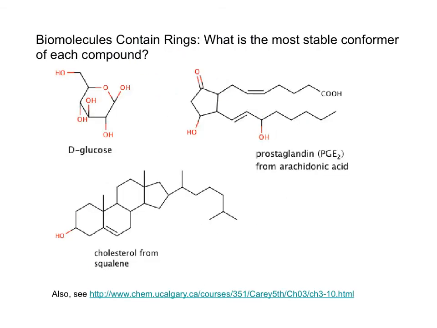Many biomolecules contain rings. Stop the video and answer this question. What is the most stable conformer of each compound? The answer is the chair conformer. Go to this website and draw the structure and it'll convert it to a 3D structure.